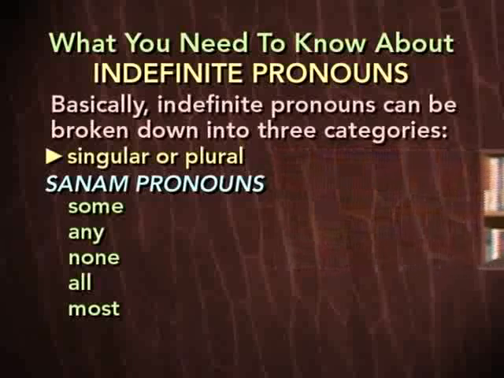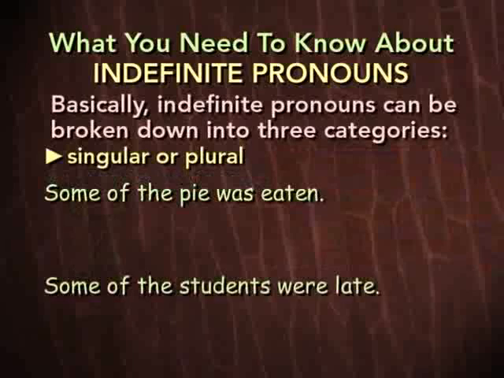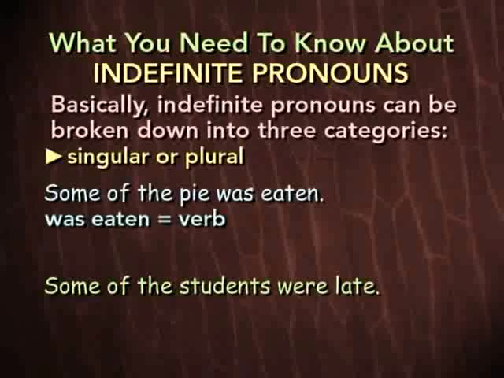Take a look at these 2 sentences. Some of the pie was eaten. Some of the students were late. Now, in both of these sentences, an indefinite pronoun is the subject of the verb. Look at the first sentence. Some of the pie was eaten. The verb here is was eaten. That's a verb phrase that begins with the helping verb was.